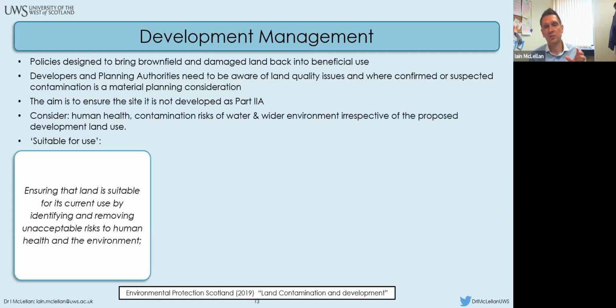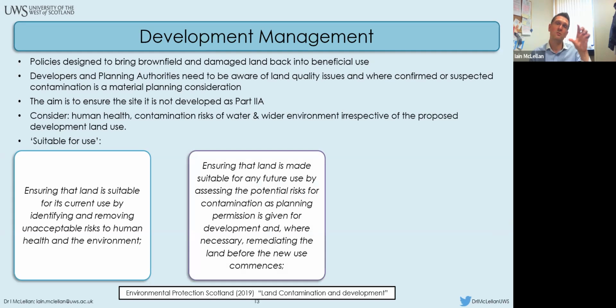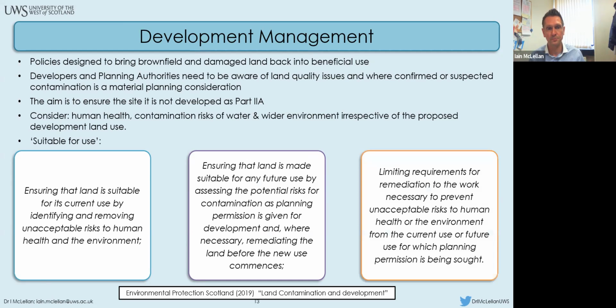It's ensuring that land is suitable for any future use. Future use might depend on what's going to go there. Is it a commercial zone? Is it an industrial zone? Or is it housing development? You've got to assess the potential risks of contamination based on the planning permission that's given, and remediate the land before new use commences. And it's limiting the requirements of any remediation to just addressing the unacceptable risks. So that's a kind of cost benefit analysis to work out what you have to do to make the land suitable for the future use.